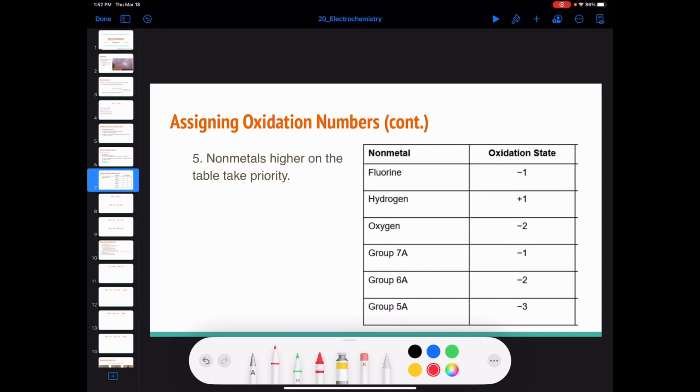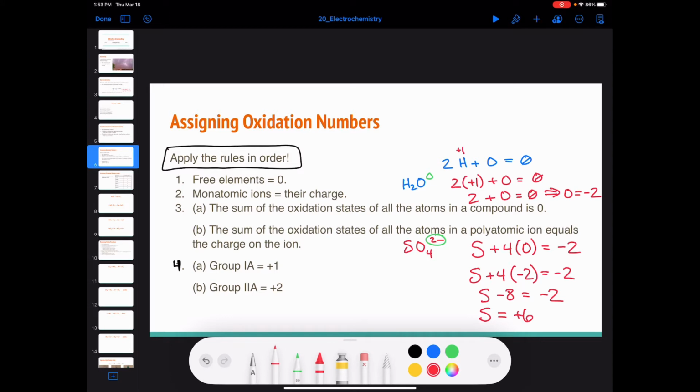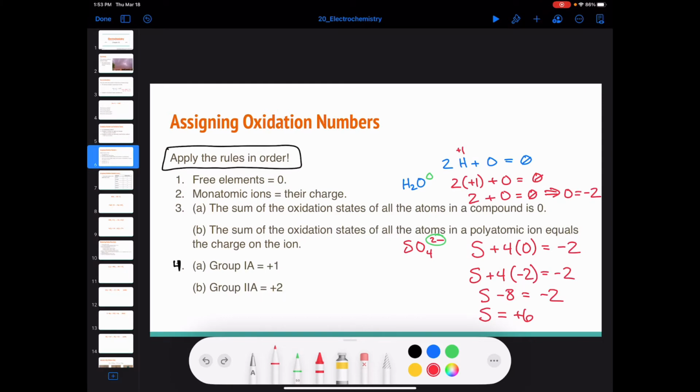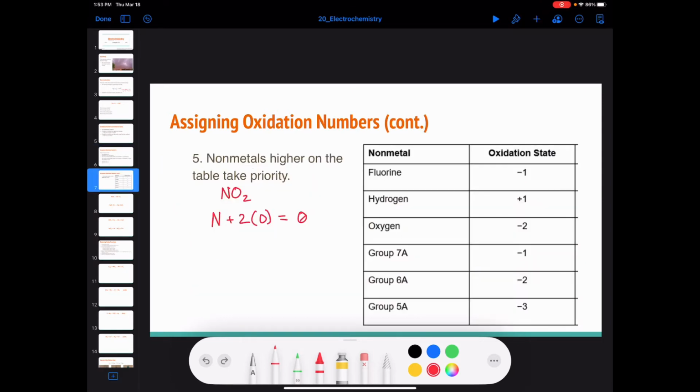So for instance, let's say that we were dealing with nitrogen dioxide. Okay, and I wanted to know what's the oxidation number of each of those elements. So what I would do is first start with rule number 1. I don't see any free elements, no monatomic ions. Rule number 3 says that my nitrogen plus my 2 oxygens have to add up to 0, right? Because there's no charge up in this corner right here. So they have to add up to 0. Okay, what about rule 4? No, I don't see any group 1A or group 2A elements. So then I need to move on to rule number 5.